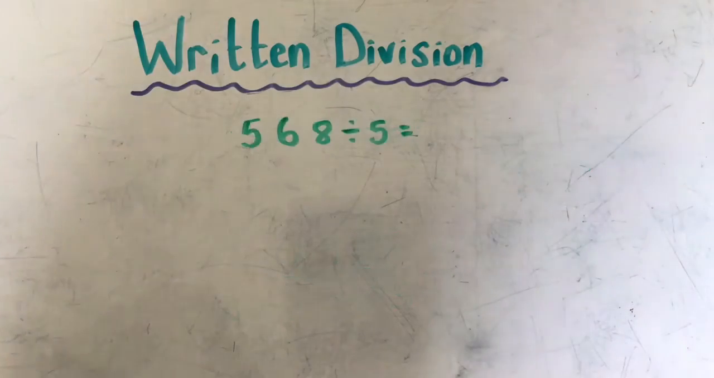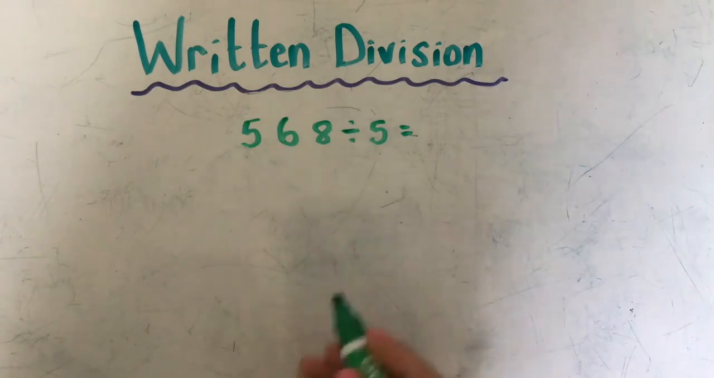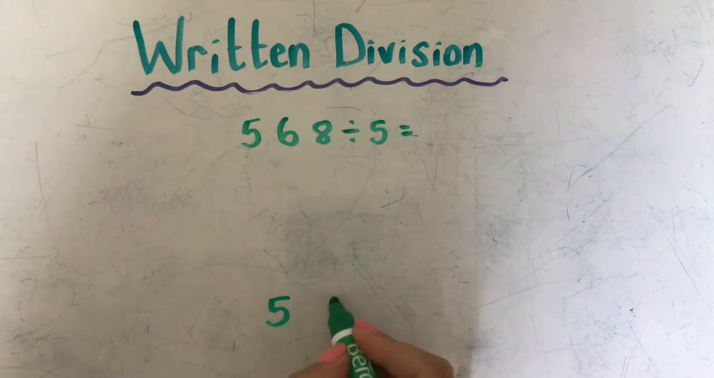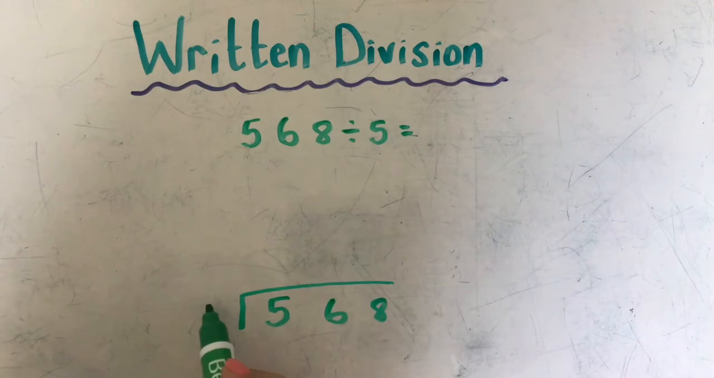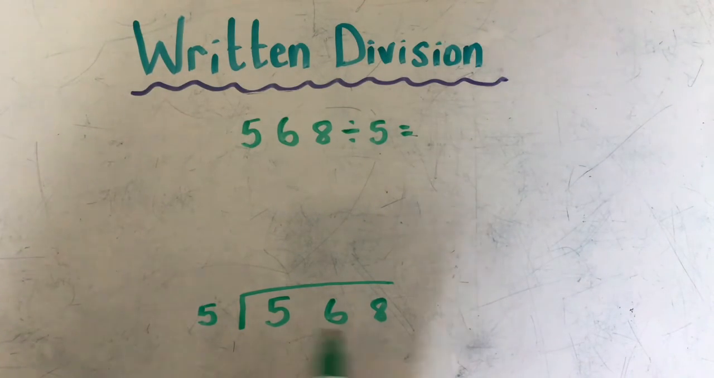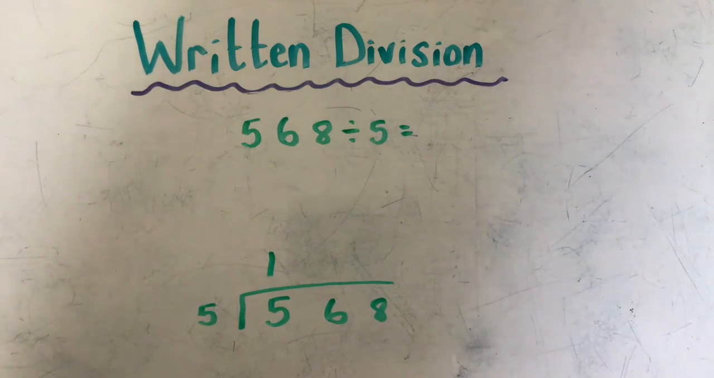So your last question that you were having a go at was 568 divided by 5. So we write out 568, we draw in our bus stop, and we write 5 in front. And we start off working from left to right. So 5 goes into 5 1 time with nothing left over. 5 goes into 6 1 time, and we have 1 left over.